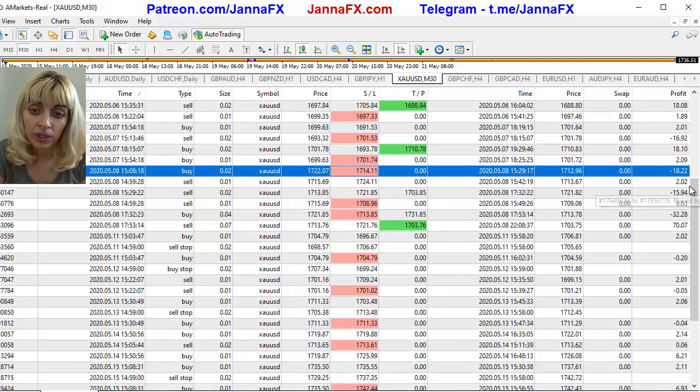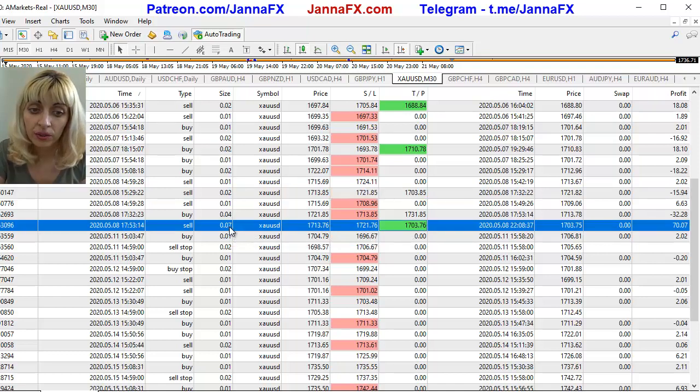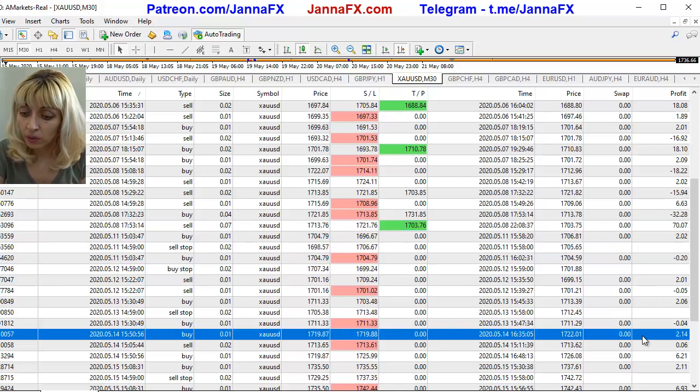You see, you can set up wherever you want. Once it had a lot size of 0.02, the second time it tried to recover with exactly the same lot size and it had a loss, and the third time it increased the lot size, you can see, to 0.07, and it covered all the losses and made a small profit. So you see, that's how it's working. Then we also had all the good trades.